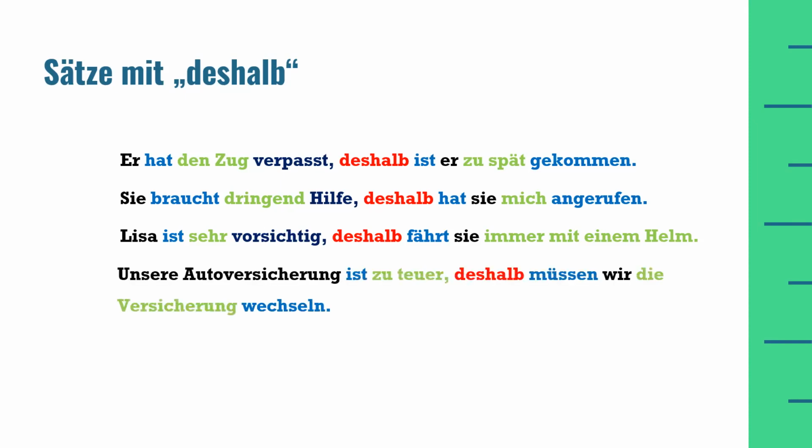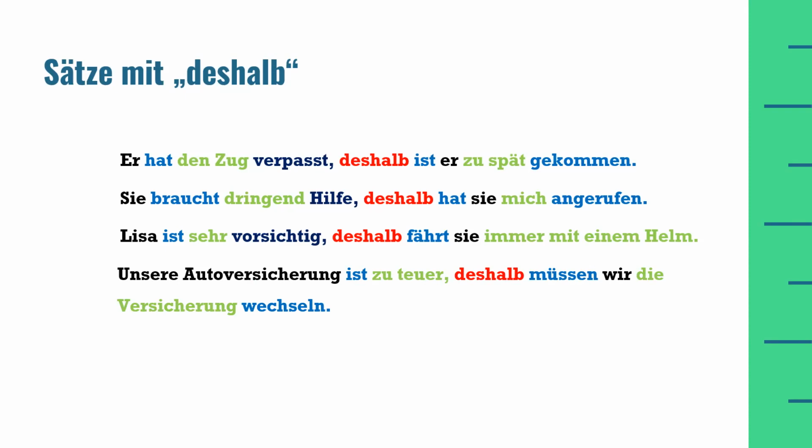Another example, unsere Autoversicherung ist zu teuer. Our vehicle insurance is too expensive, or our car insurance is too expensive. Zu teuer means too expensive. Then we put a comma and give a space. Deshalb müssen wir die Versicherung wechseln. Therefore, we must change our insurance.